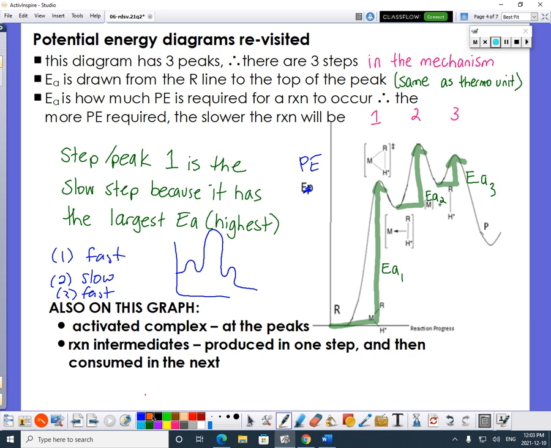Pick a different color. I'll do orange. Activated complexes are found with the maximum potential energy possible. I'm going to call those AC. They're going to be at the top of the peaks. So how many activated complexes should you put in? 3 peaks? You should put 3. Do you have to say what the activated complexes are? No. Never. Let's pick green for intermediates. I'll call these Ri.